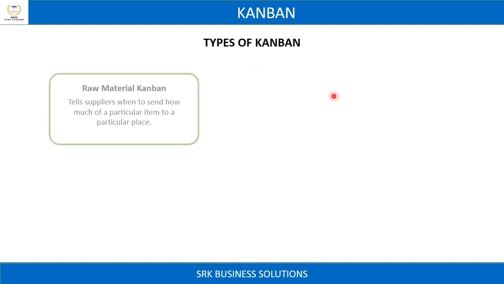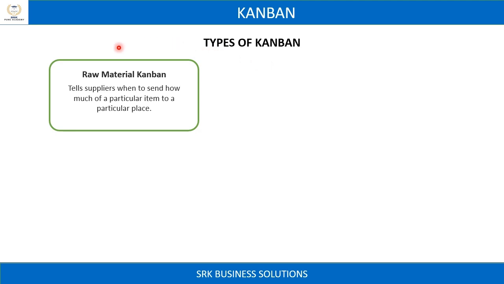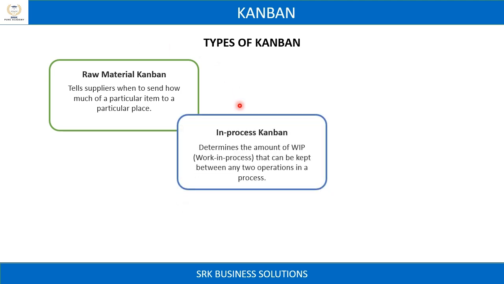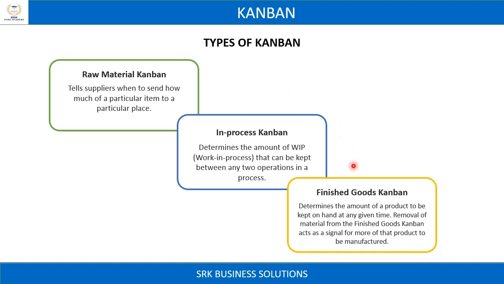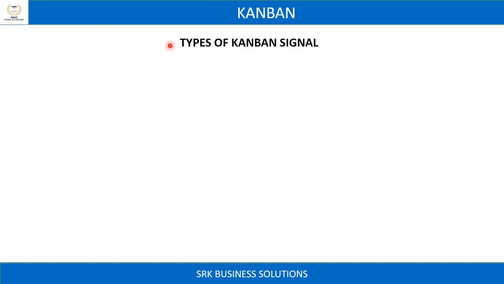Now types of Kanban. 1. Raw material Kanban tells suppliers when to send how much of a particular item to a particular place. 2. In-process Kanban determines the amount of WIP, meaning work in process, that can be kept between any two operations in a process. 3. Finished goods Kanban determines the amount of a product to be kept on hand at any given time. Removal of material from the finished goods Kanban acts as a signal for more of that product to be manufactured.